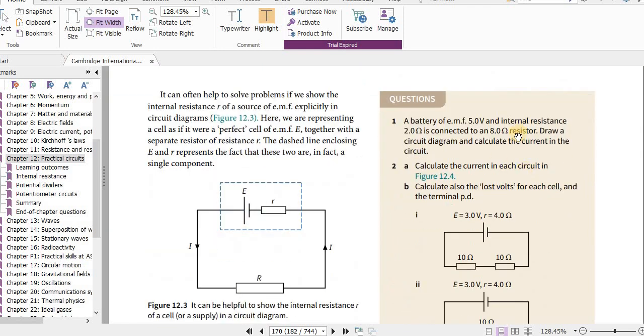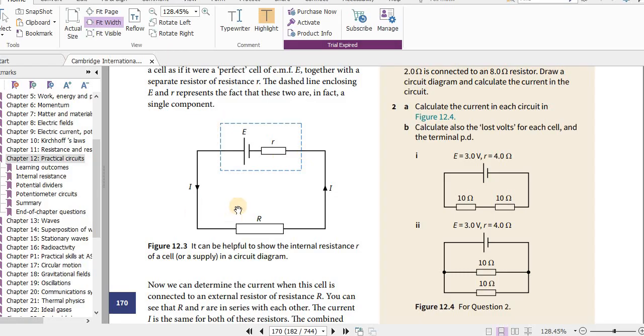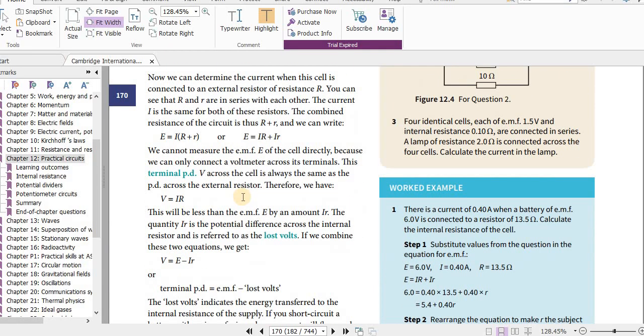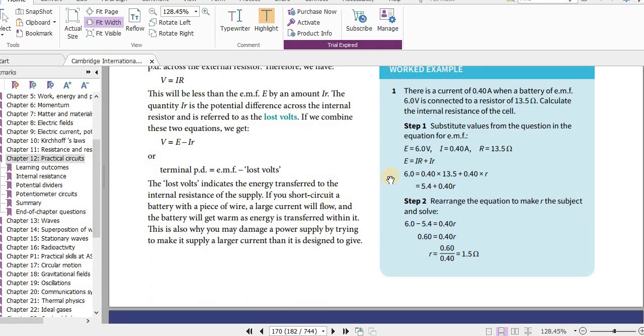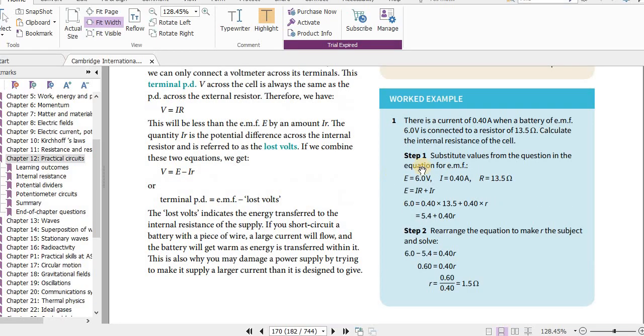Okay, so make sure you answer these questions. These questions are related to what you are learning here. To help you all understand this better, let's go through another example, a worked example. There is a current of 0.40 amperes when a battery of EMF 6.0 volts is connected to a resistor of 13.5 ohms.